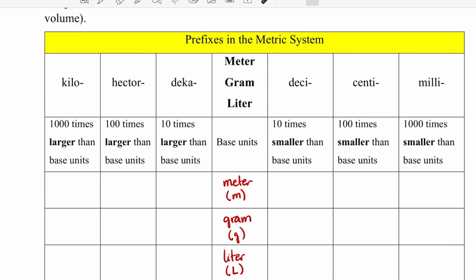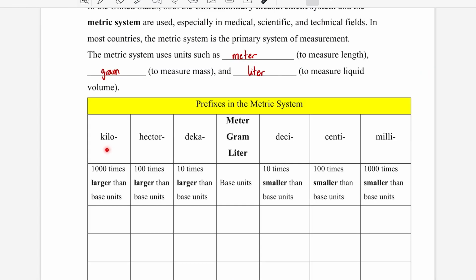And the prefixes are kilo, hecto, deca, deci, centi, and milli. Make sure that they are in this order. Kilo is 10 times larger than hecto, and hecto is 10 times larger than deca. Deca is 10 times larger than the base unit. The base unit is 10 times larger than deci. Deci is 10 times larger than centi, and centi is 10 times larger than milli.